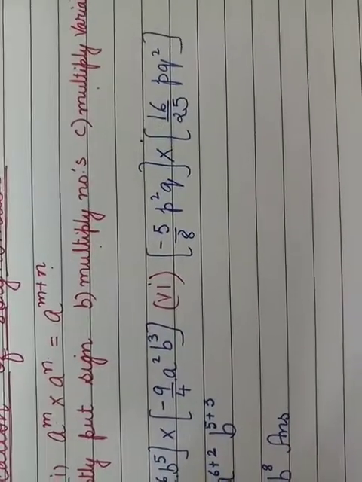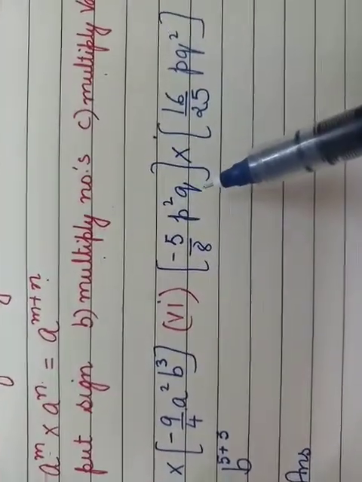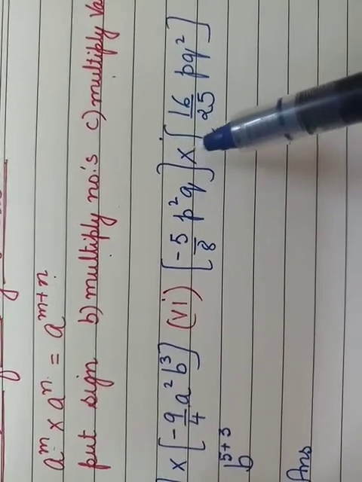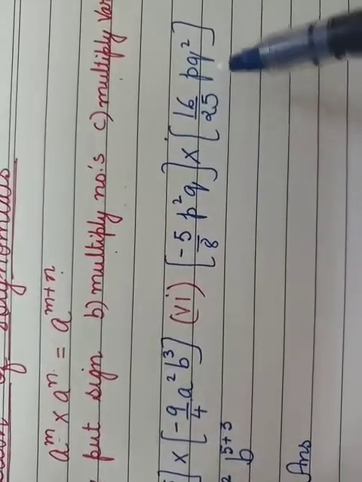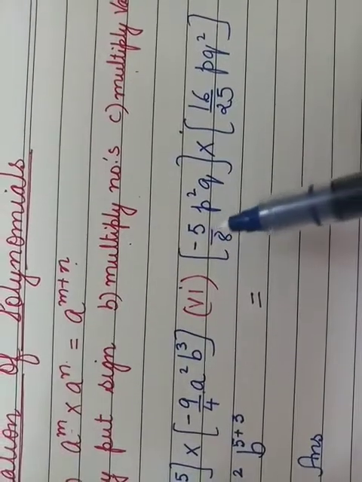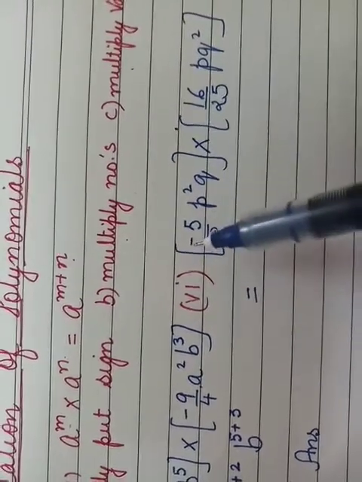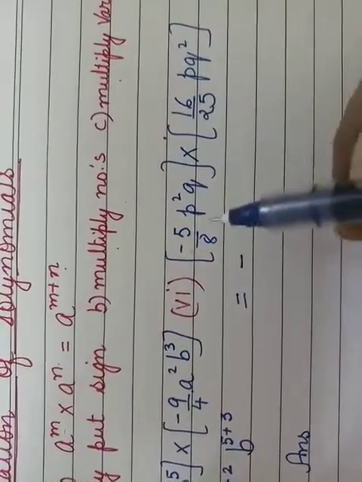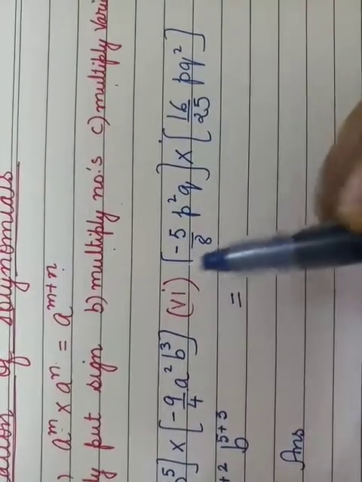Now we come to question number 1, sixth part. Minus 5 by 8 p square q by, so we replace this by sign with a multiplication sign as we are finding the product. Then 16 by 25 pq square. Now the first thing that we are going to do, we put the sign. This is a minus sign, and this is plus. As the negative sign is 1 time, the sign is going to become minus. Or you can understand, this is minus, this has a plus sign, so minus times plus gives minus.